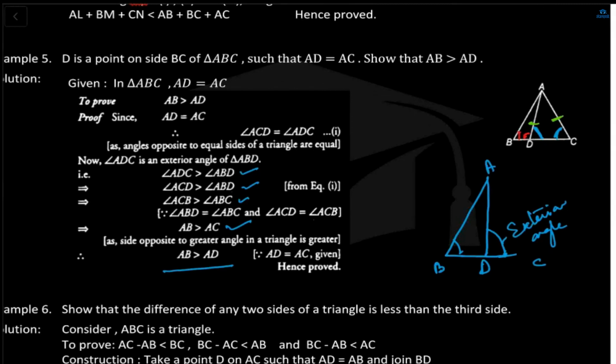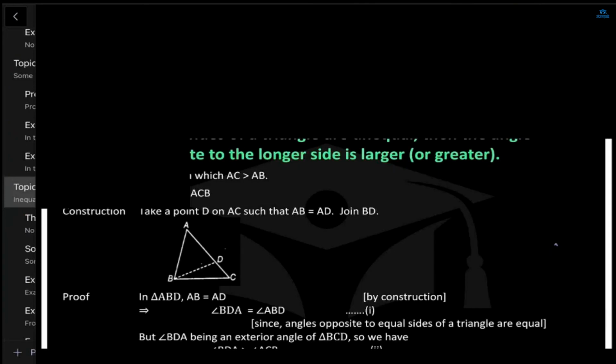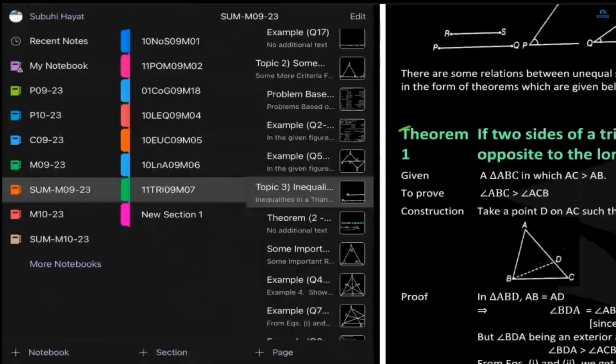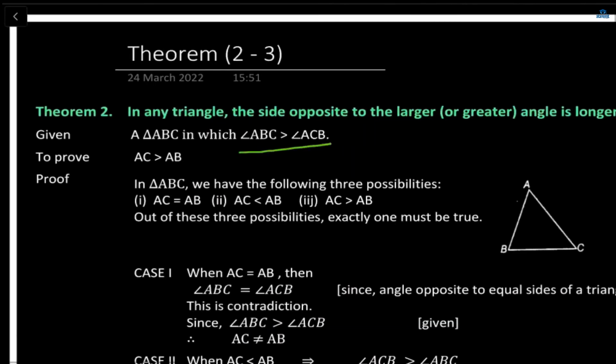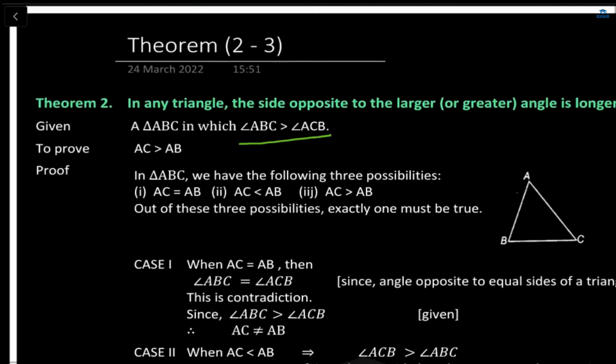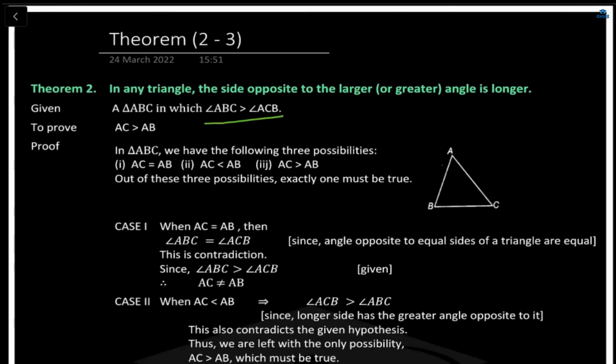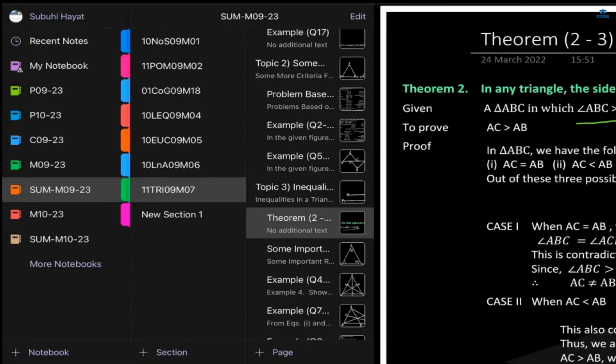See, from the theorem only we have seen here. If two sides of a triangle are unequal, then the angle opposite to the longer side is larger. And this is also your theorem: in a triangle, the side opposite to the larger angle is longer. So from that only we have proved it.